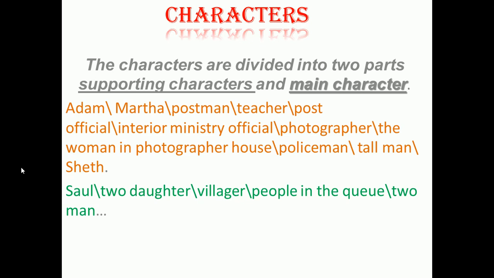The two daughters of Adam, they are supporting characters. They don't have any role in the story. The villagers have no role also in the story. They are present, but they do not do anything. The people in the queue are also characters, but supporting characters, because they have no role in our story. The two men whose names we don't even know, because they did not do anything in the story.